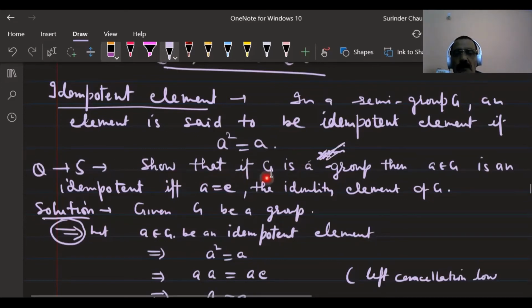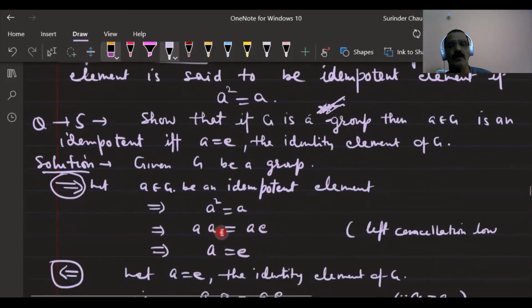Show that if G is a group and a belonging to G is idempotent, then a is the identity. Now G is a group and a belonging to G is idempotent, that is, a squared is equal to a. Now a squared can be written as a times a, which is equal to a, and a is written as a times e. Now apply left cancellation, since G is a group, so both cancellation laws hold true in G. So apply left cancellation by a inverse.